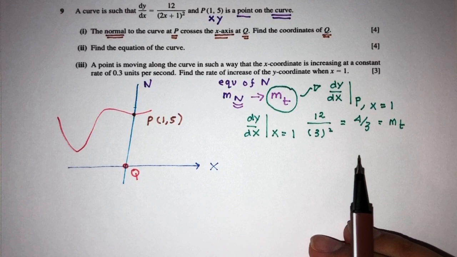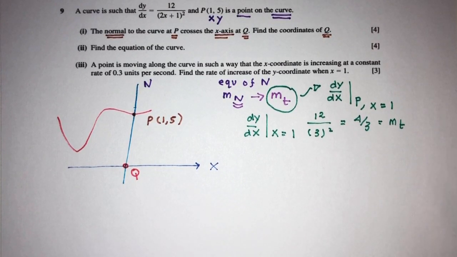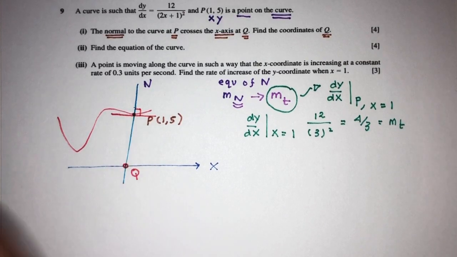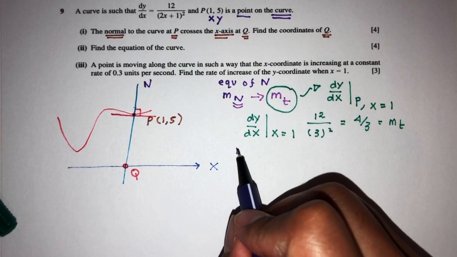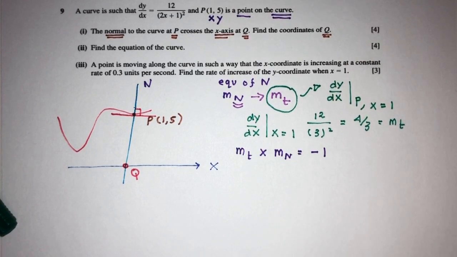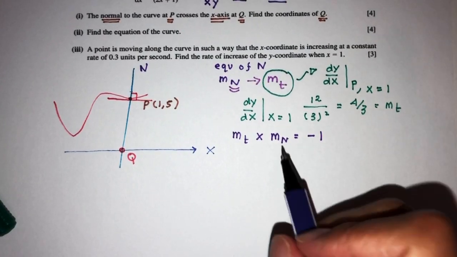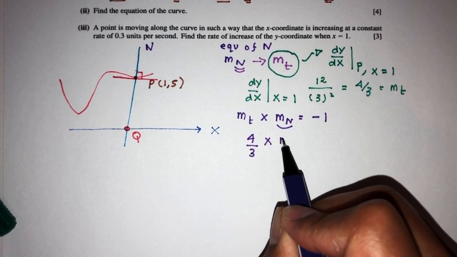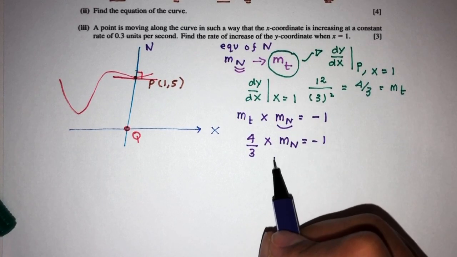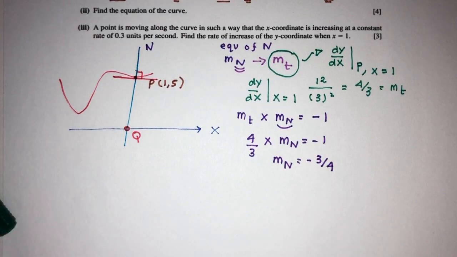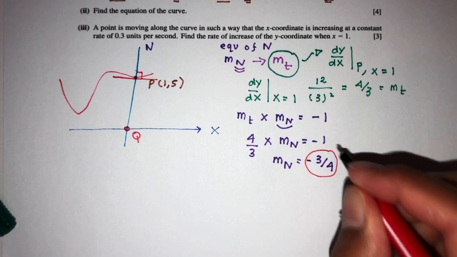Now, we have to know one of the properties between the gradient of the tangent and the gradient of the normal. We know that the tangent and normal are at 90 degrees to each other. We can derive this: if you take the gradient of the tangent, multiply by the gradient of the normal, you get minus 1. So using this, we can find the gradient of the normal. That will be 4 over 3 multiplied by the gradient of the normal equals minus 1. So the gradient of the normal is minus 3 over 4. Great, this is what we need to find the equation of the normal.